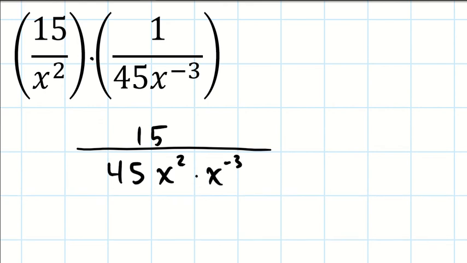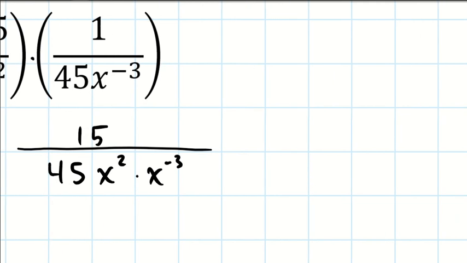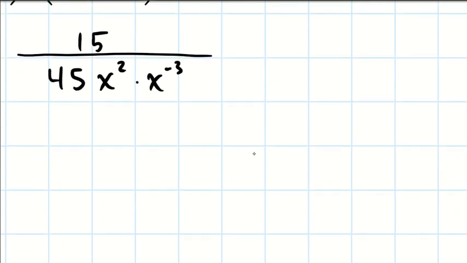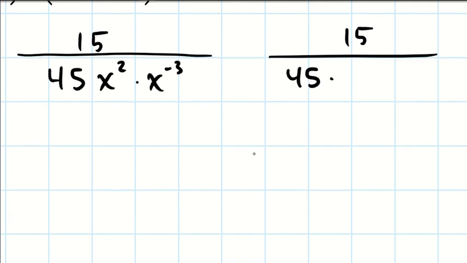Again, just numerator times numerator, denominator times denominator, and I switched the x squared and 45 so that the coefficient's in front. If I look at this denominator, x squared times x to the negative third, I know that I could combine these by adding 2 and negative 3. So I can rewrite this as 15 in the numerator over 45 times x to the negative first power, because 2 plus negative 3 is negative 1. So I've got x to the negative first.